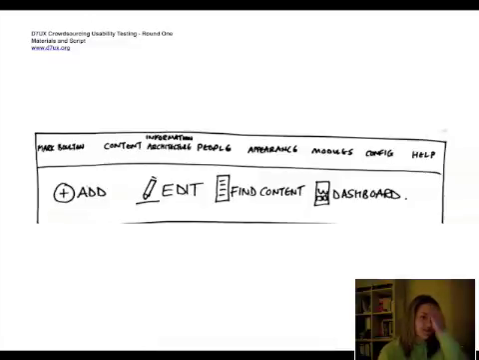Modules. Modules. Whose handwriting is that? It's either someone named Lisa or someone named Mark. Could be Mark Bolton. It could be Lisa. Okay. I can't remember Lisa's surname.